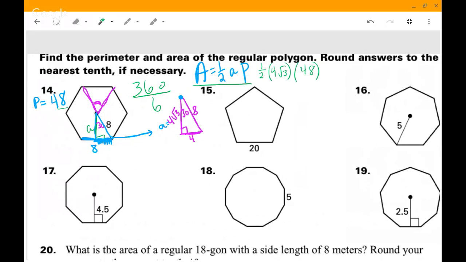I'm sorry, bud. Okay, so 17, you got the apothem because it goes from the center to the side.